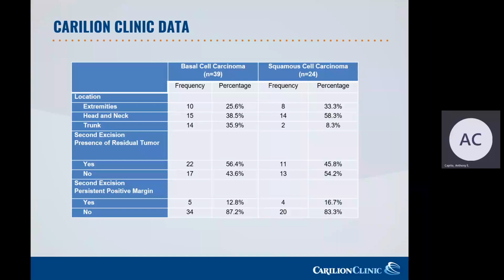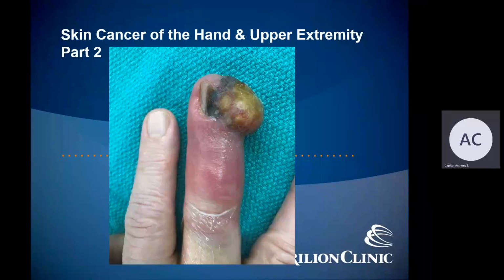And this is just our numbers in a graphical or chart-like form. So second excision, percent of residual tumor for basal cell 56 and for squamous cell 45. And this is for a second excision for a positive margin. Total for basal cell was 12% had a positive margin after 2 excisions, and for squamous cell 16, and the majority of these positive on repeat re-excision was from the head and neck region. So that's some data from here from all of us.